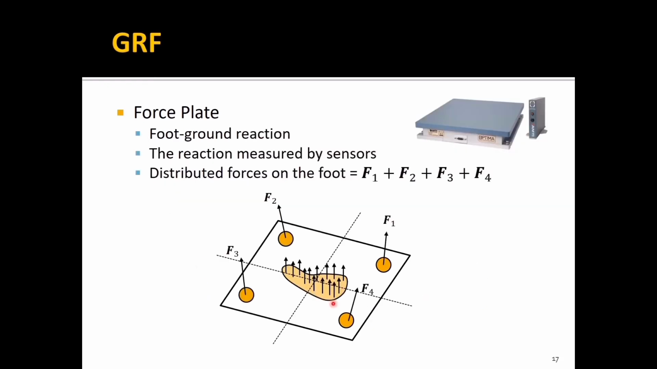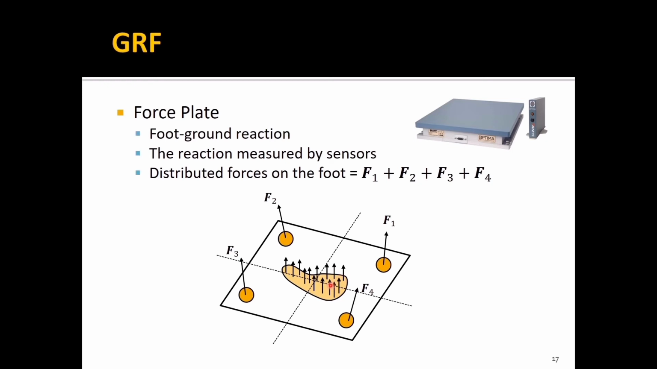And let's take a look at how the 6 components of interest can be obtained. First of all, you can see foot-ground reaction. This is the force plate here, and then the foot here. You can see these arrows here. These are all the foot-ground reaction according to Newton's third law of motion. If a foot makes contact with the ground, the foot is supposed to receive a reaction from the ground. That's why you can see this foot-ground reaction.